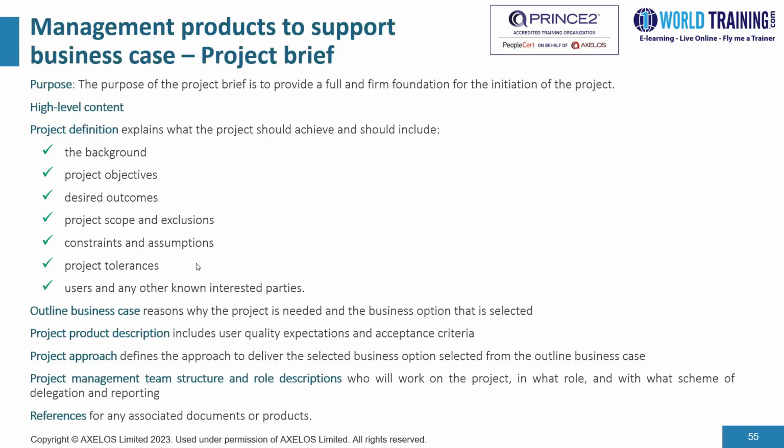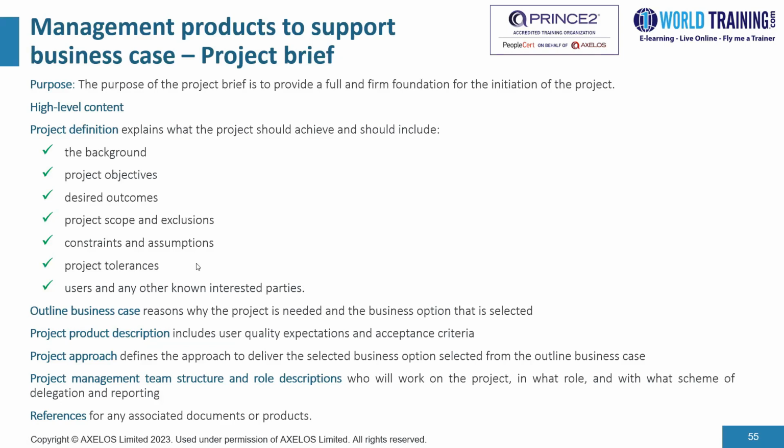The first one is a brief document. Now, the purpose of the brief document is to provide a full and firm foundation for the initiation of the project. And what are the contents of this document? This is a document that contains the background of the project, what the project objectives are, what the desired outcomes are, and what is in and what is outside the scope. The project boundaries are included.